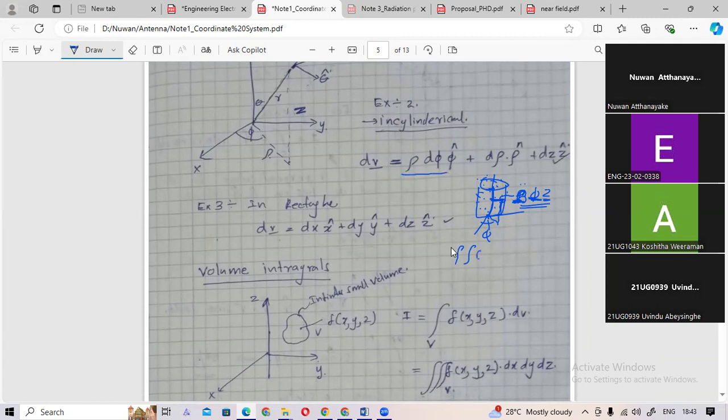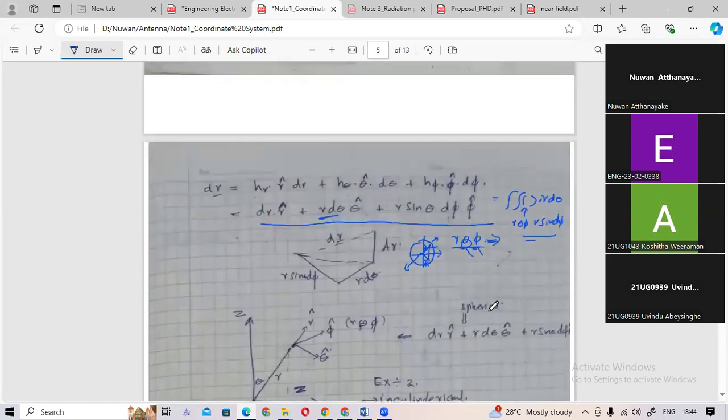Okay, so the function should be given. So this may be a function of rho, φ, z. And your integration should be with respect to φ, that is dφ. So it comes with rho dφ, and then with respect to dz. Okay, so rho dφ dz. So this is the surface integration related with cylindrical coordinates.